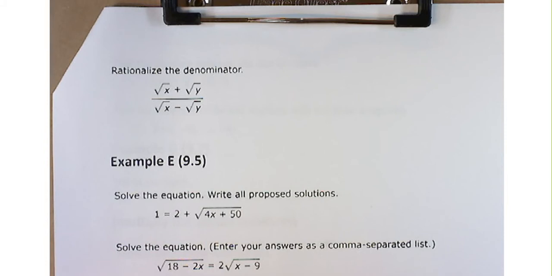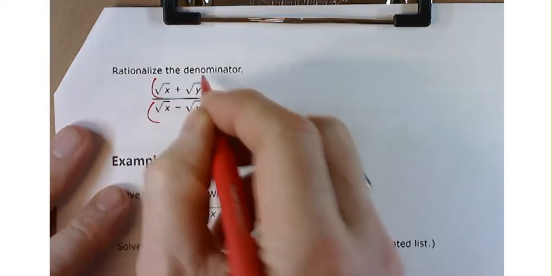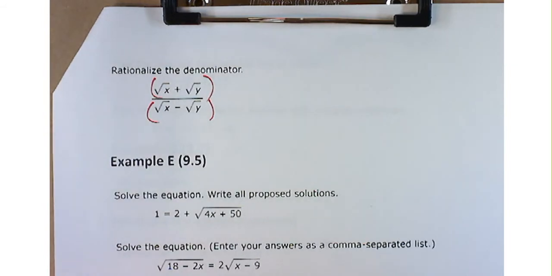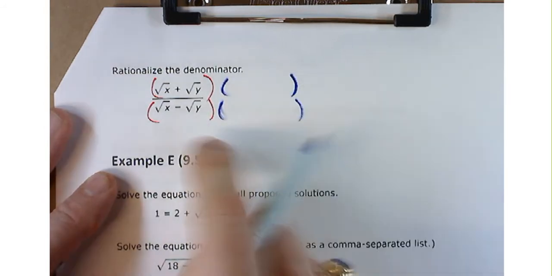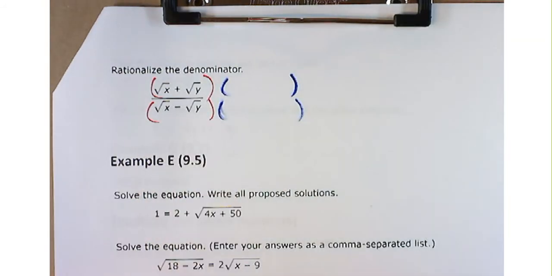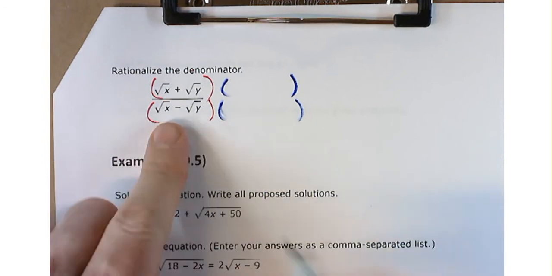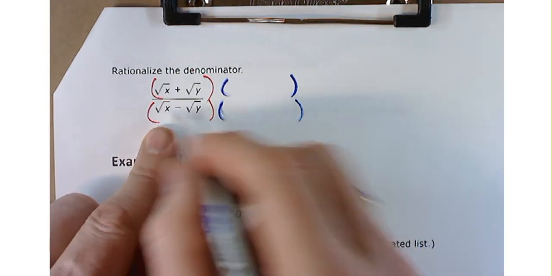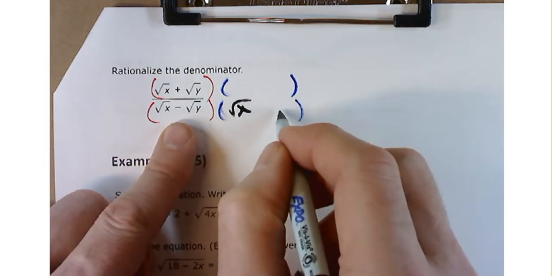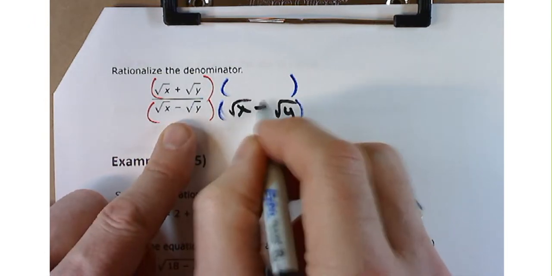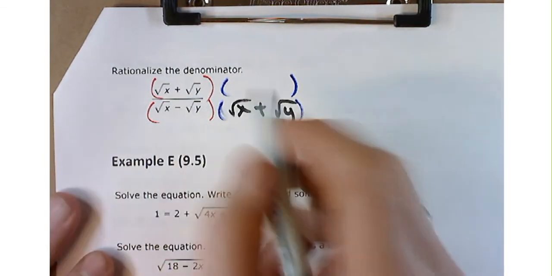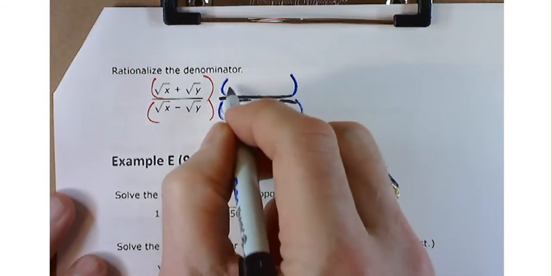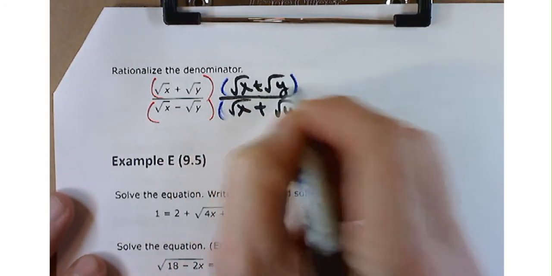Rationalize the denominator. This is another one like the one we just did, except a little bit messier. This time, you've got to multiply by something called the conjugate of the denominator. Now, the conjugate of a binomial is when you just change the sign. So instead of square root of x minus square root of y, it's square root of x plus square root of y. But it's always based off the denominator. In the numerator, you're going to get the same thing, square root of x plus square root of y.